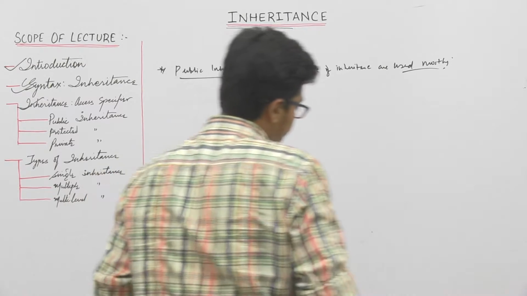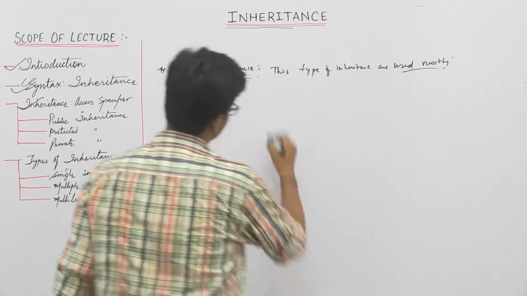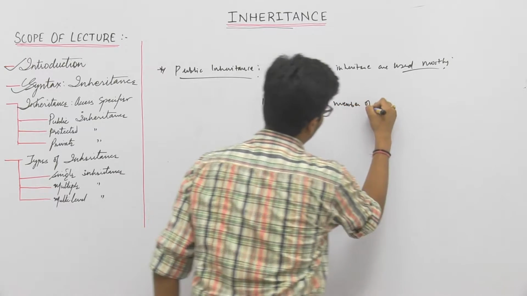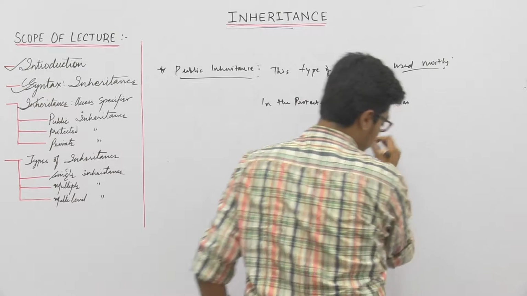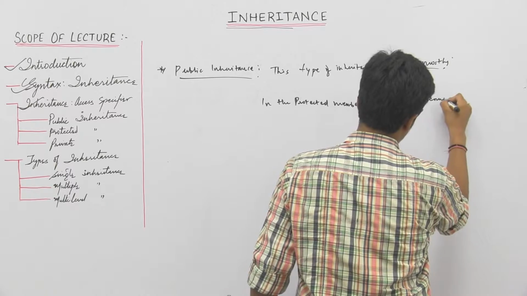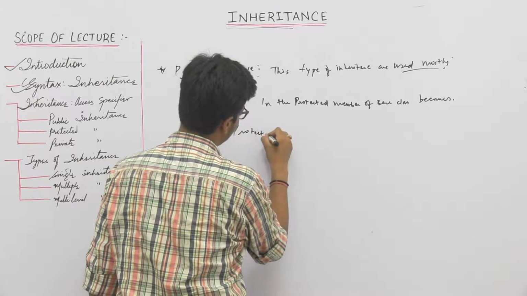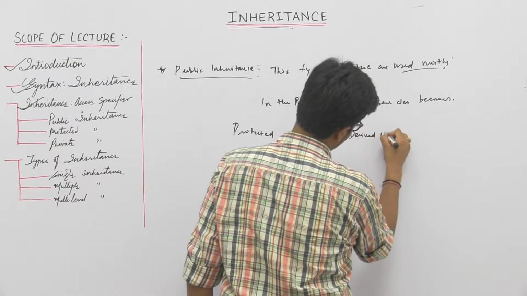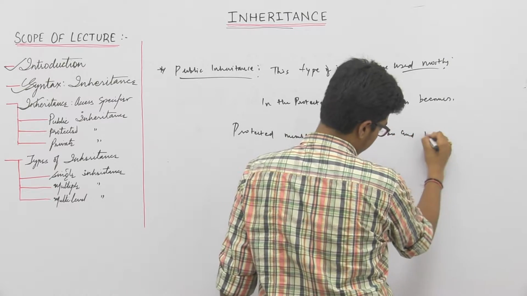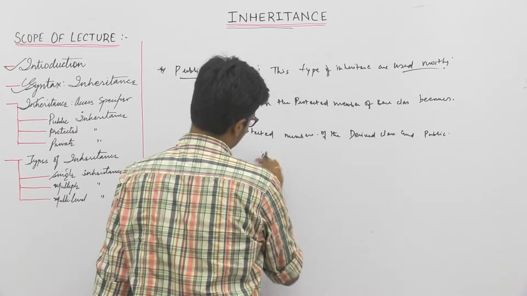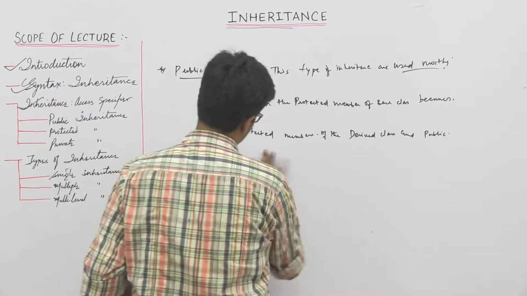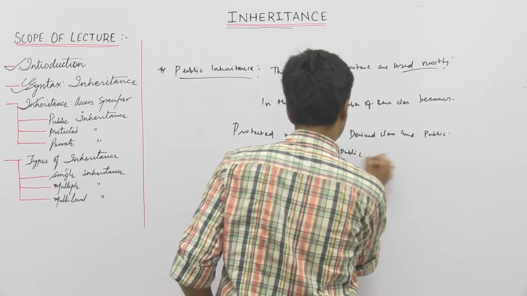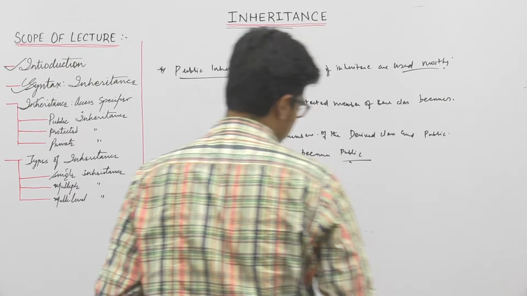Here, the protected member of the base class becomes a protected member of the derived class, and the public member becomes a public member.